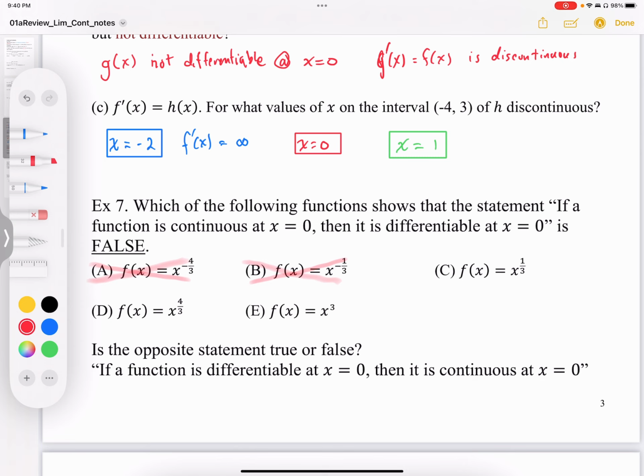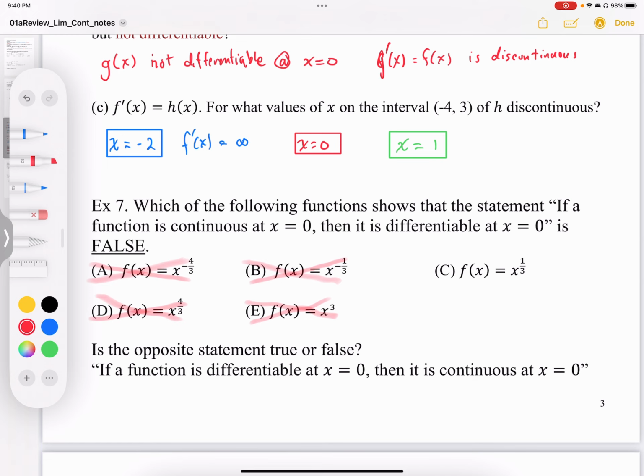When we take a look at D and E, these derivatives will not generate a non-differentiable point at 0 because we can evaluate their derivatives at 0. So we can just eliminate those. And E is just a cubic function.